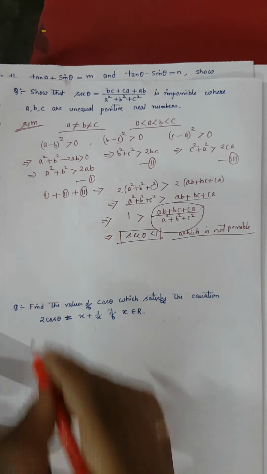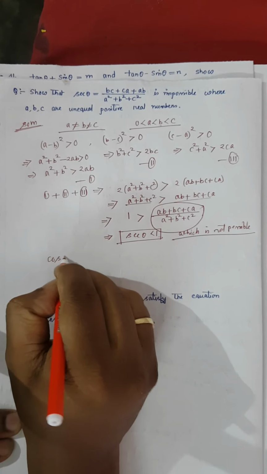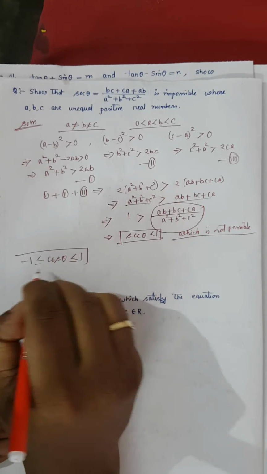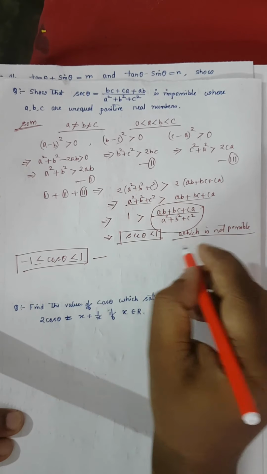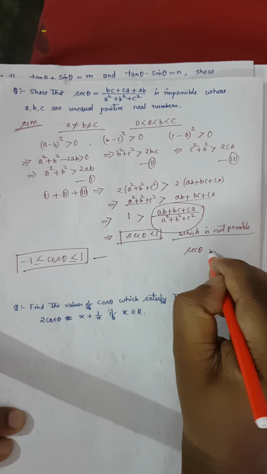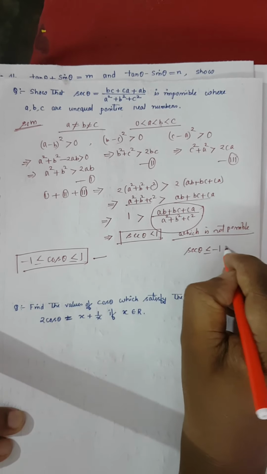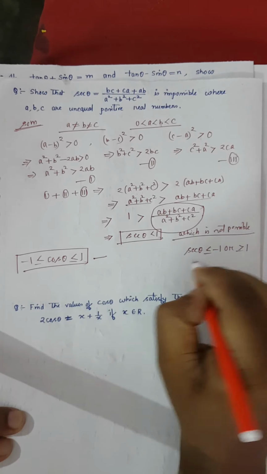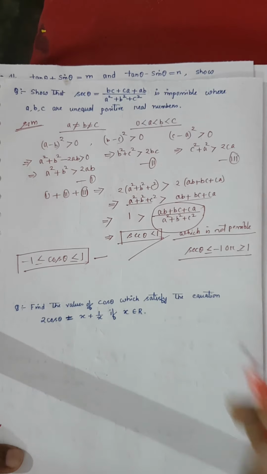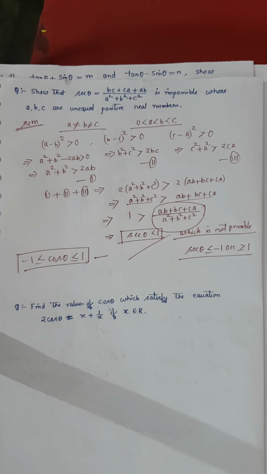We know cos theta lies between -1 and +1. Therefore, if I find the reciprocal, sec theta will be either less than minus 1 or greater than plus 1. The value of sec theta will be either greater than 1 or less than minus 1. So it is not possible that the value of sec theta will always be less than 1. So it is impossible because sec theta is the reciprocal of cos theta.